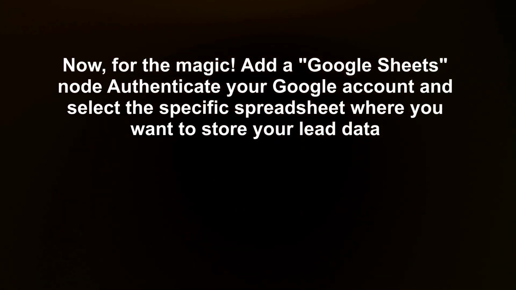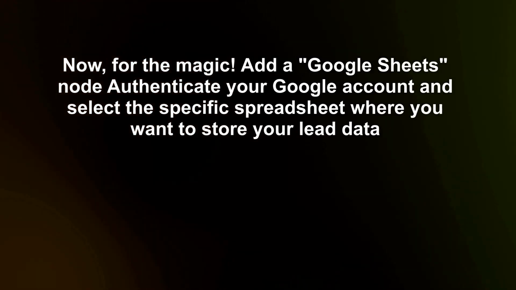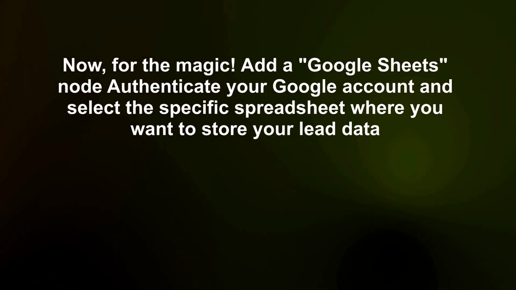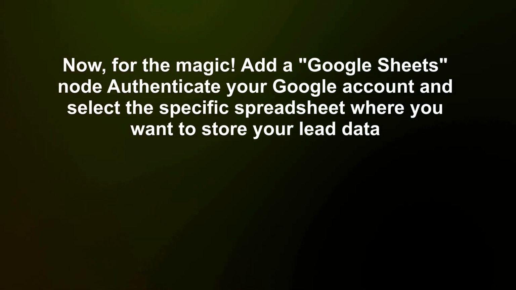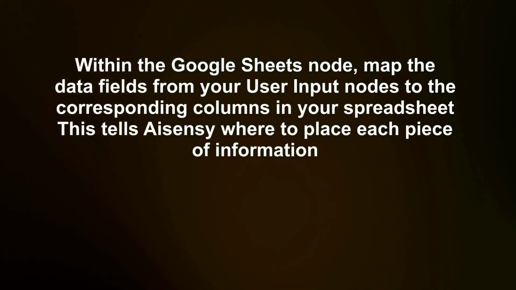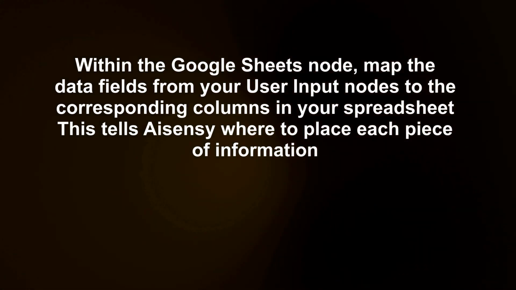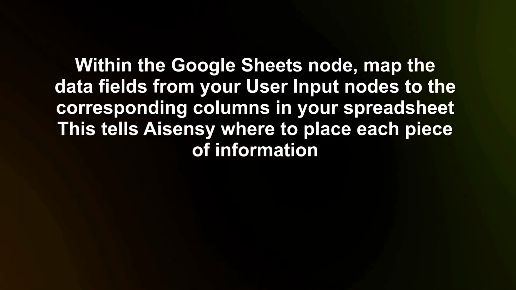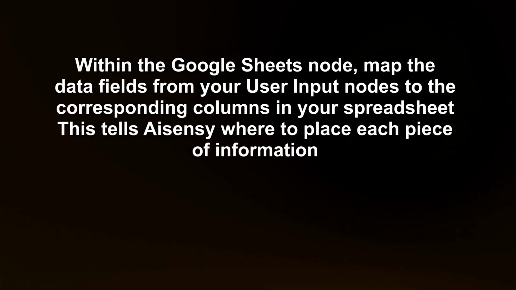Now, for the magic. Add a Google Sheets node. Authenticate your Google account and select the specific spreadsheet where you want to store your lead data. Within the Google Sheets node, map the data fields from your user input nodes to the corresponding columns in your spreadsheet. This tells Aisensy where to place each piece of information.